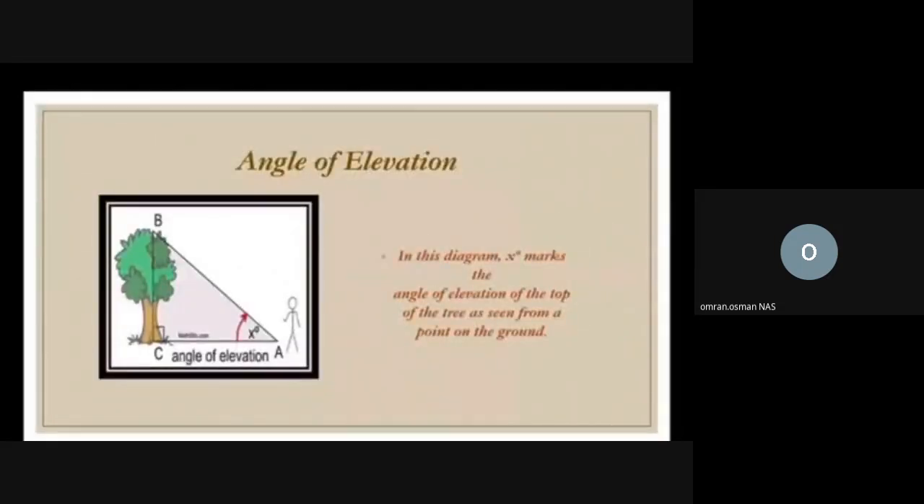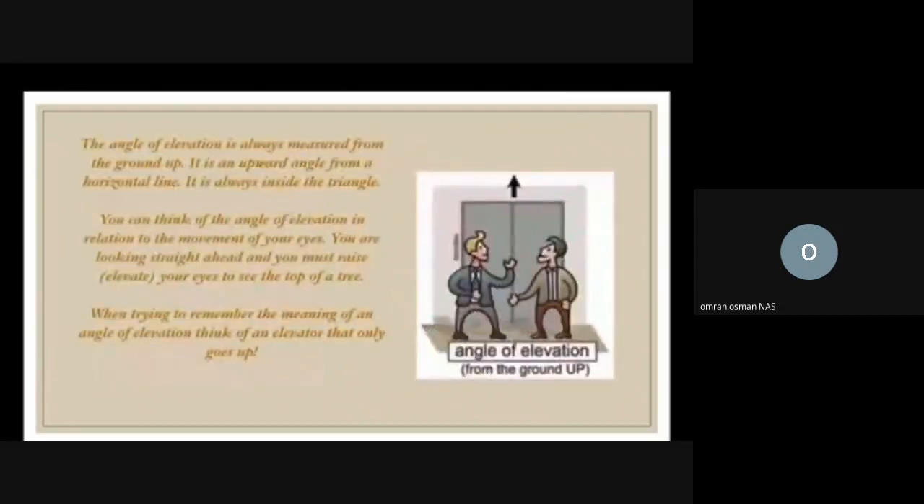Angle of elevation. In this diagram, X marks the angle of elevation of the top of the tree as seen from a point on the ground. The angle of elevation is always measured from the ground up. It is an upward angle from a horizontal line. It is always inside the triangle.